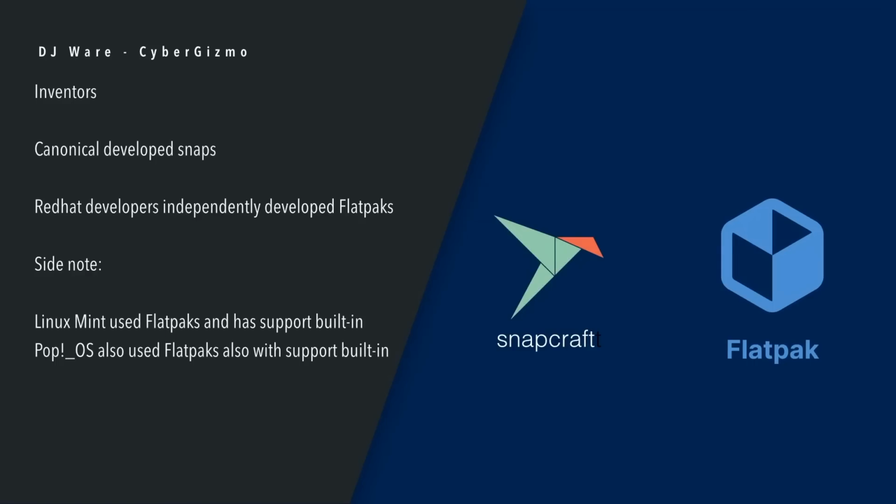So Canonical developed Snaps, and the first time I saw it was 2015, maybe, somewhere around in there. It was part of Ubuntu Touch. Red Hat developers independently developed Flatpaks, and that was based on XDG something back in about 2016 or 2015, somewhere around in that same time frame.